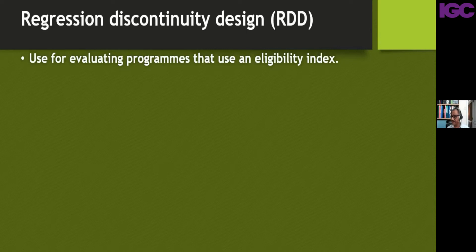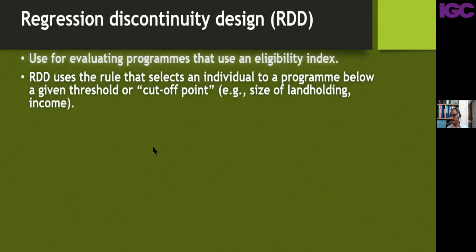So regression discontinuity design uses the rule that selects an individual to a program below a certain threshold or cutoff point. For example, if you're giving a fertilizer subsidy to farmers, you may say that only farmers who have less than 5 hectares of land will be eligible for the subsidy. So you have a clear cutoff. Those who are above 5 hectares are not eligible. Those who are below 5 hectares are eligible.